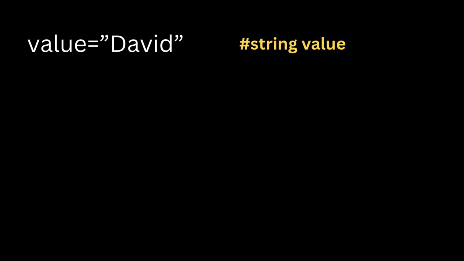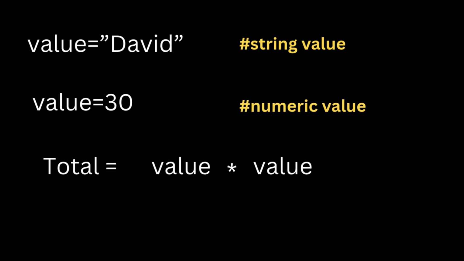For example, we have a variable with the name of value. We have stored a string value in it. If we change the value to number, Python automatically updates the data type from string to integer because it's smart enough to detect the type of data stored in the variable.